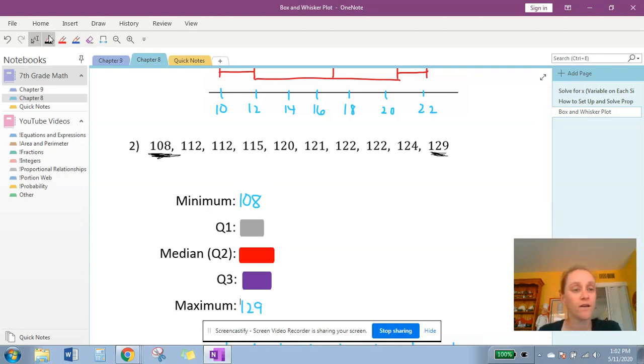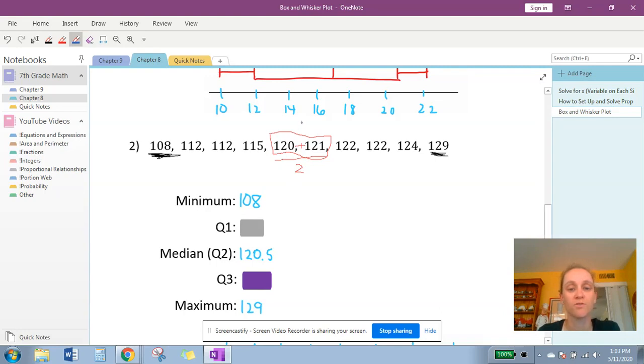All right, so let's find my median on this one. Okay, so there's 10 numbers, 1, 2, 3, 4, 5. So it should be, I think I have 2 median numbers on this one. I have 120 and 121. So remember, if there's 2 of them again, I'm going to add these numbers and then divide by 2. So then my median is going to be 120.5.